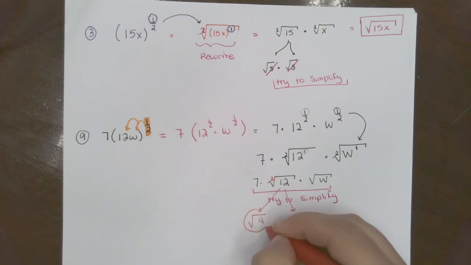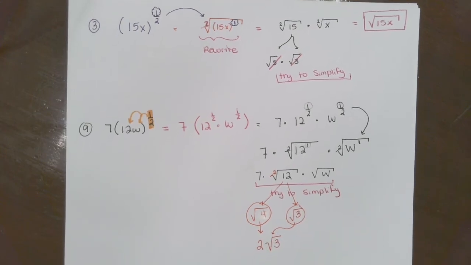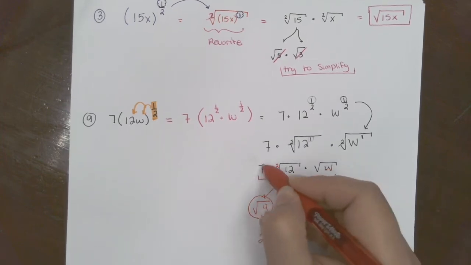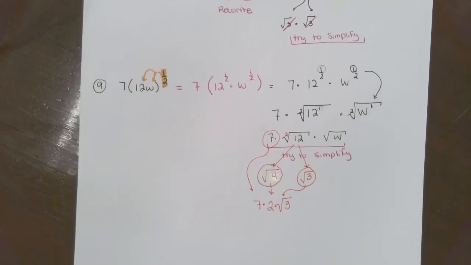So what is the square root of 4? 2. Square root of 3? That's icky. We keep it. If we can't simplify that, just leave it. And don't forget your 7 that we had. So this is right now what we have. We have 7 times 2 times the square root of 3. What's 7 times 2? 14. So we got 14 times the square root of 3. This right here is your final answer in radical format.